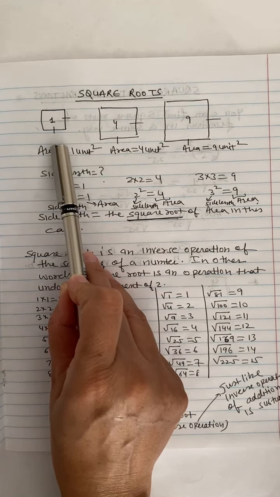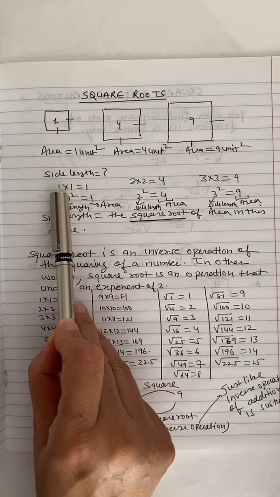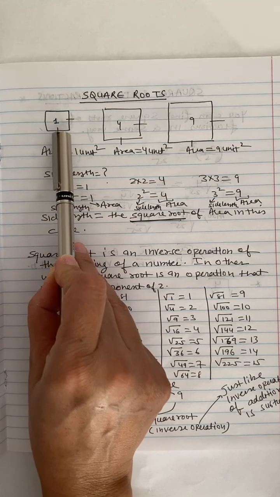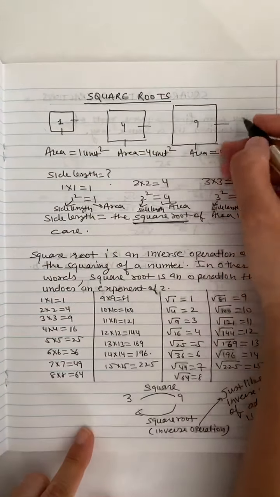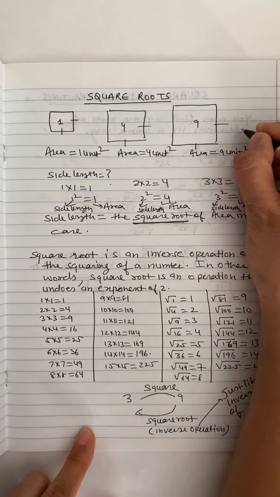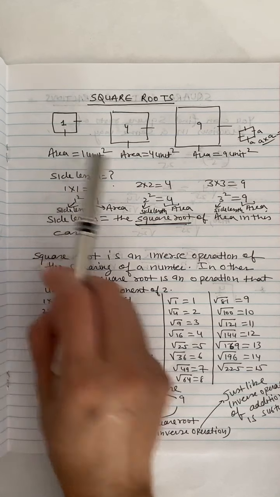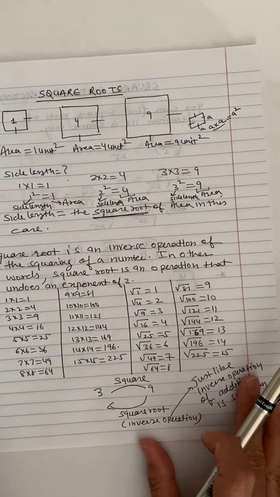Now to find the side length of this square, because the area is 1, what are the two numbers that, when we multiply, give me 1? The area of a square with side lengths A and A is A times A, which is A squared. So to find the side length, we need a number that, when multiplied by itself, gives you 1, which is 1 times 1 equals 1. We can also express this as 1 to the power of 2, 1 squared, where 2 is the exponent, equal to 1.